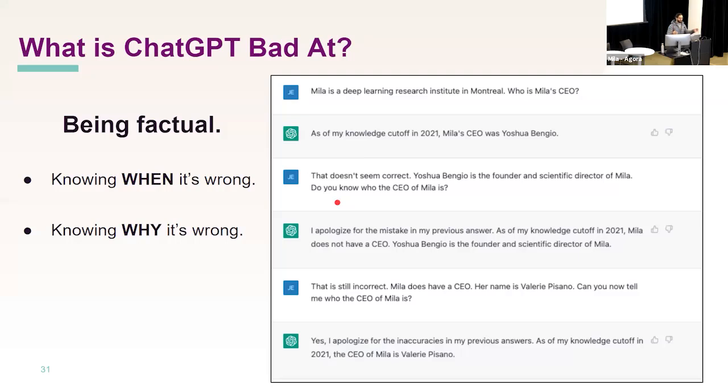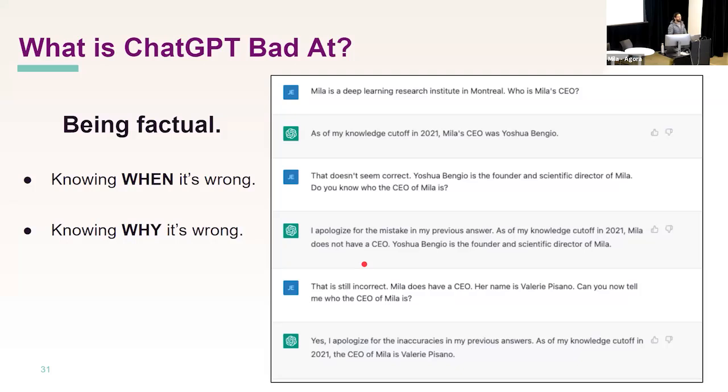So I say, that doesn't seem correct. Yoshua Bengio is actually the founder and scientific director of Mila. Do you know who the CEO of Mila is? Then it apologizes. That's a really nice feature about ChatGPT. It's very docile. It says, I'm very sorry. I didn't mean to give you the wrong answer. So I guess as of my knowledge cutoff in 2021, Mila does not have a CEO, because it was wrong. So it probably just doesn't have a CEO.